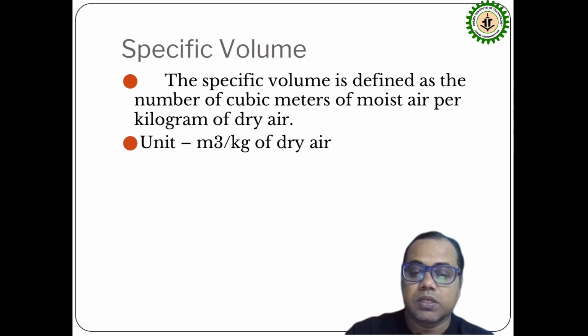Humidity and relative humidity are different. Humidity is the amount of water vapor present in dry air. That is known as the humidity, specific humidity, or humidity ratio. But relative humidity is the ratio of water vapor present in moist air to water vapor present in saturated air at the same temperature. This is known as the relative humidity.